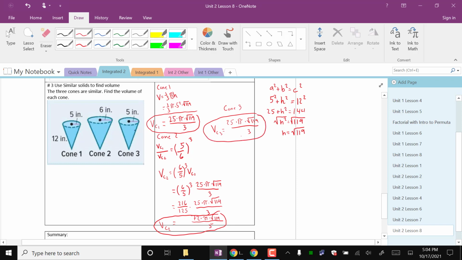So again, I started with cone 1. I used the Pythagorean theorem to find the height. For cone 2, I set up my ratios and solved for the volume of cone 2. I had to do a little manipulation of my formula. Once I had that, I plugged in the information and multiplied it out: 216 times 25 divided by 125 times 3. I left these to the side because I didn't want it to get too messy. That gave me 72 over 5. For cone 3, we notice that cone 1 and cone 3 are 1 to 1, so it was just a repeat of what we had for cone 1.